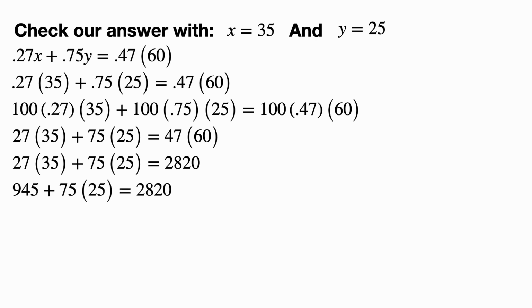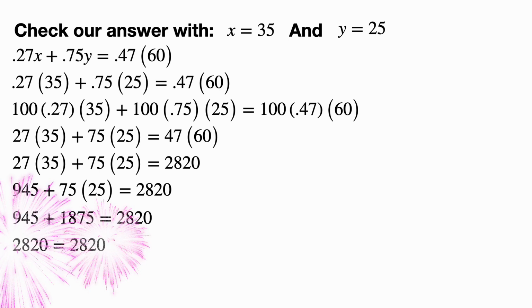Then on the left side of the equation, when we multiply 27 times 35, it will be equal to 945. Next, we will multiply 75 times 25, and that will be equal to 1,875. Finally, when we add 945 plus 1,875, that will be equal to 2,820. Here we have found that 2,820 equals 2,820, which are equal. This is true. These are valid answers to the question.